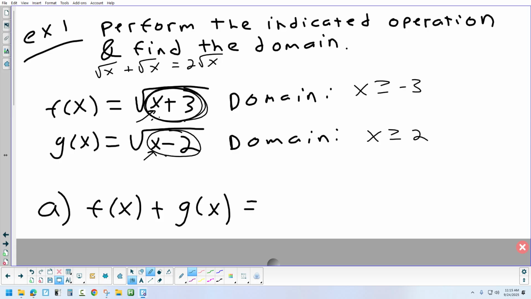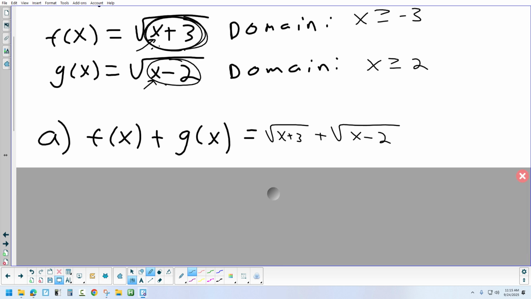So how do you think we're going to write f of x plus g of x? Yeah? The square root of x plus 3 plus square root of x minus 2. That's all you can do. There's nothing you can combine. So that's your new function, this plus that. And now I want to know the domain.